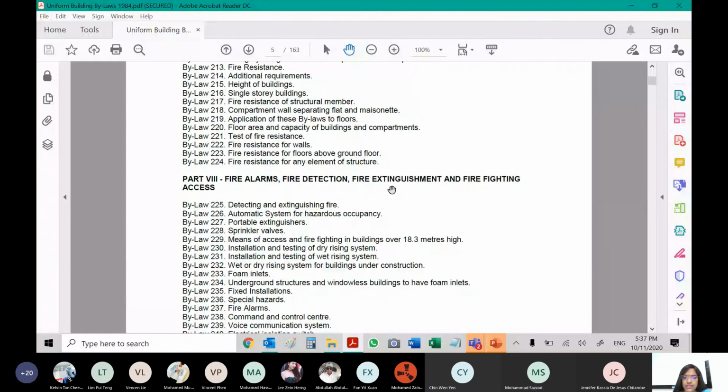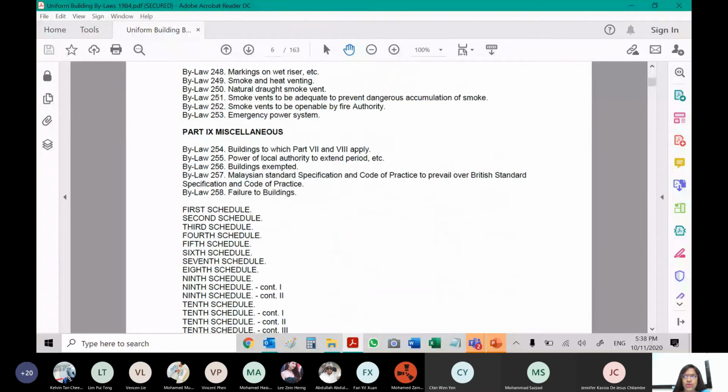Fire alarms, fire detection, fire extinguishment, firefighting access. One of the provisions which has to be constructed inbuilt together with the infrastructure things: electrical line, drainage lines, and maybe gas line if it is a gas supply.